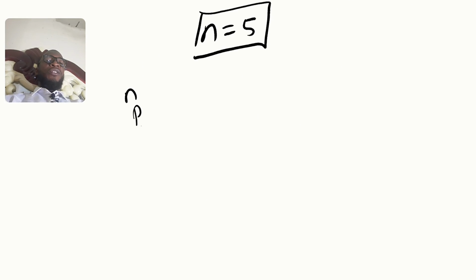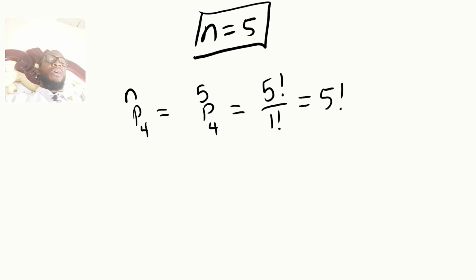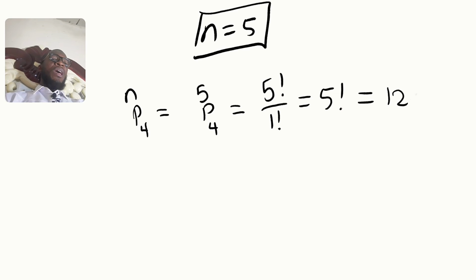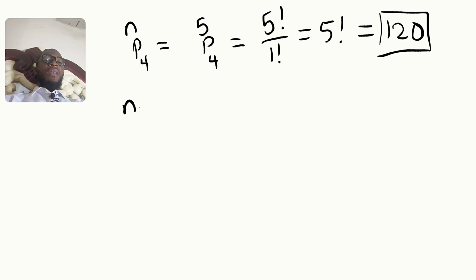For n permutation 4, it is the same thing as 5 permutation 4. And this is equal to 5 factorial divided by 5 minus 4, which is the same thing as 1 factorial. This is 5 factorial because 1 factorial is equal to 1. So what is 5 factorial? 5 factorial is the same thing as 5 times 4 times 3 times 2 times 1, and that will give us 120.